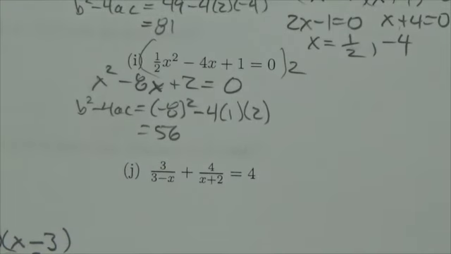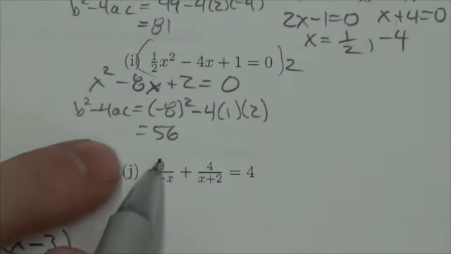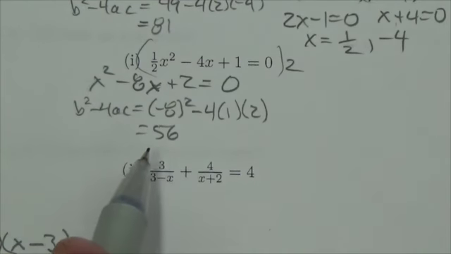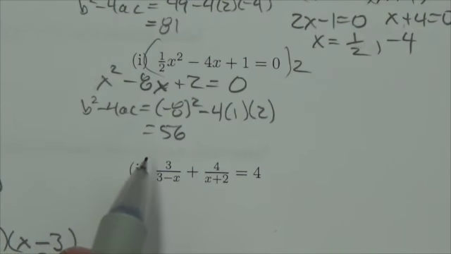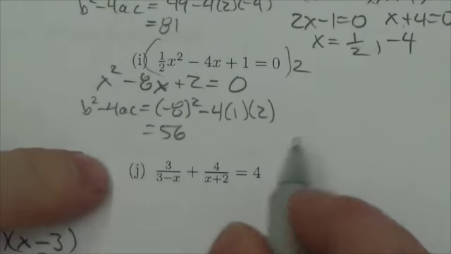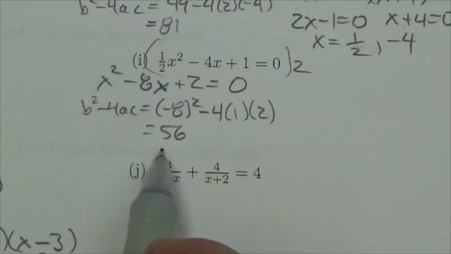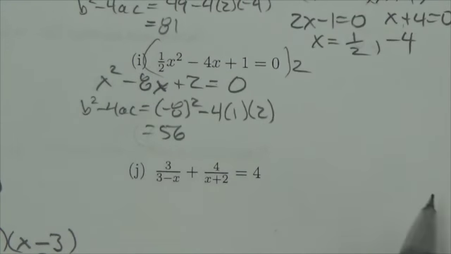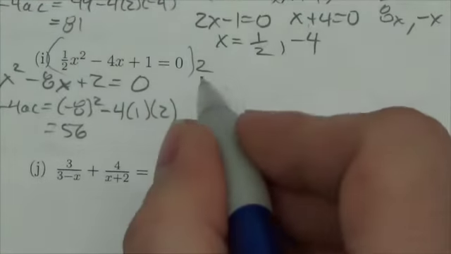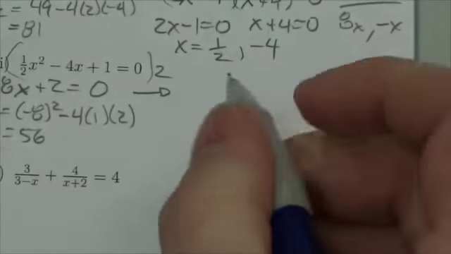Okay, now 56 is not a perfect square, which means that this is not factorable in the sense that I could really easily find the factors of this, but it's still positive, which means that there is a solution to this. So what I'm stuck with here is using the quadratic formula.